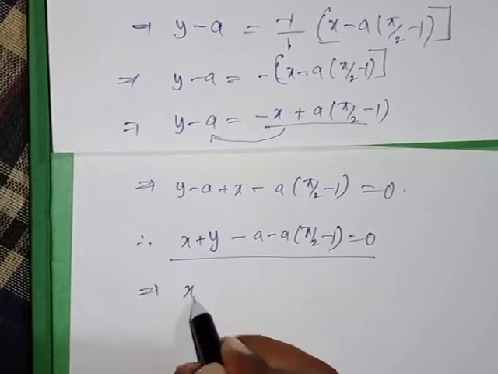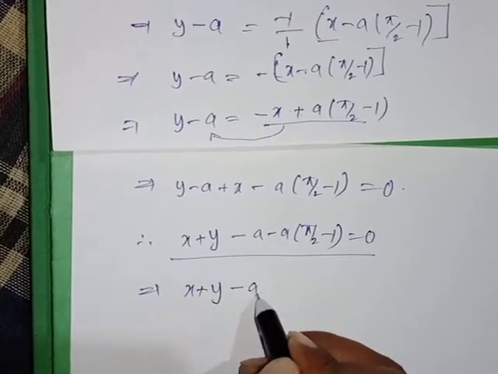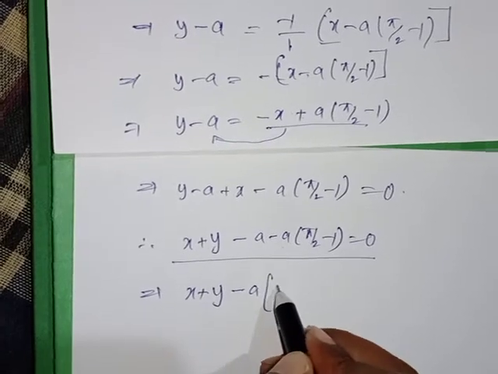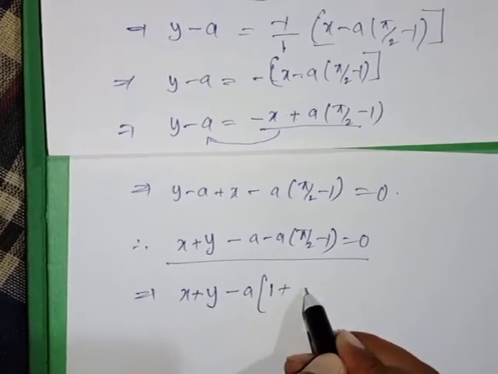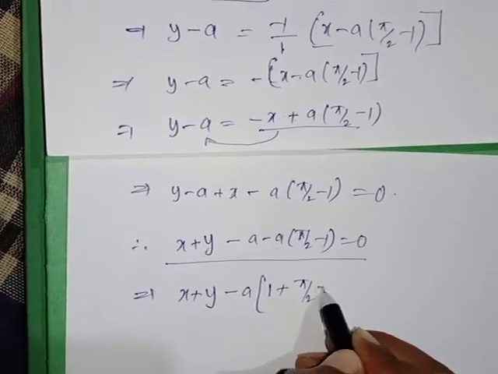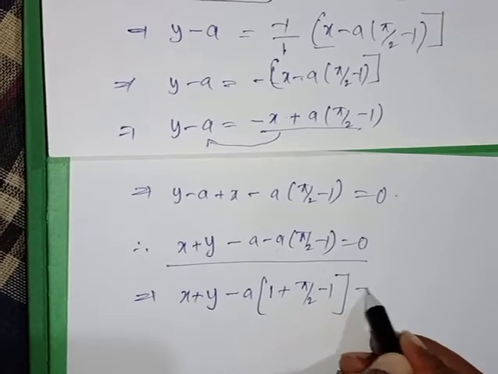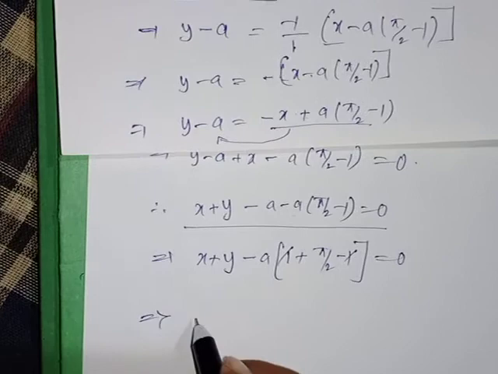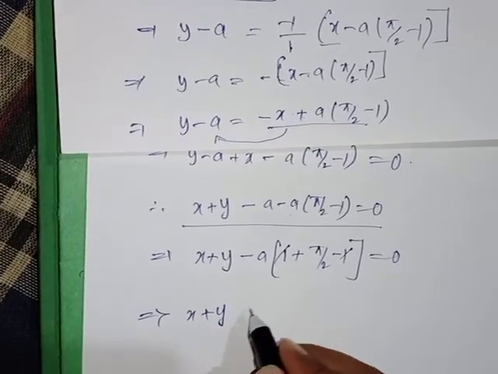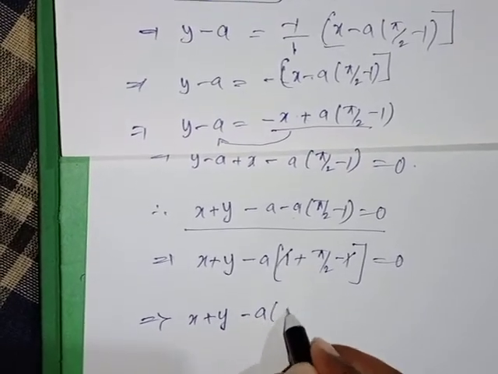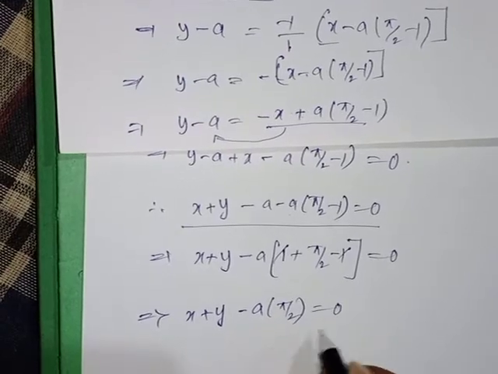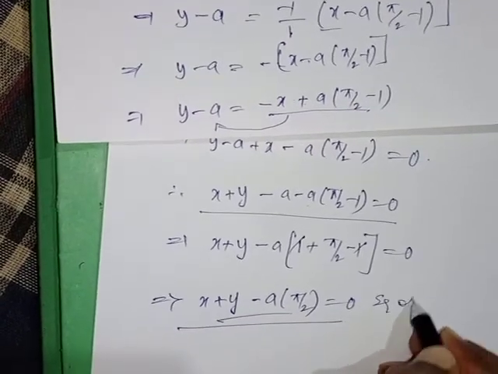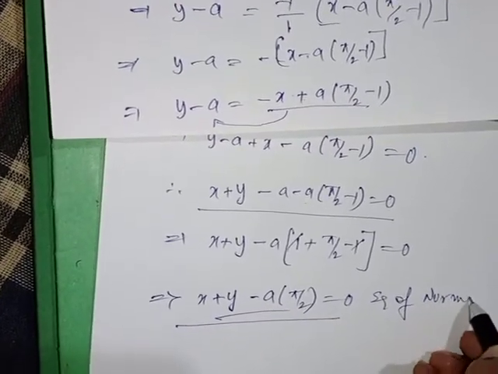Or x plus y minus a is common here, 1 plus pi by 2 minus 1, which is equal to 0. Plus 1 minus 1 cancel, that is equal to x plus y minus a into pi by 2 is equal to 0. This is the equation of normal.